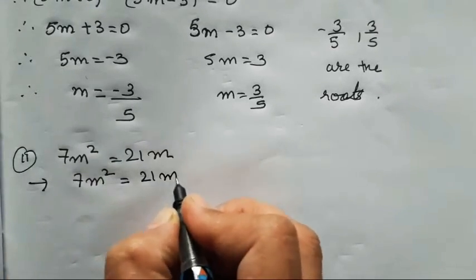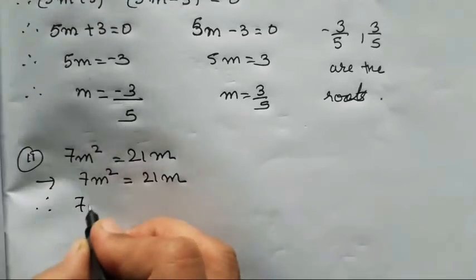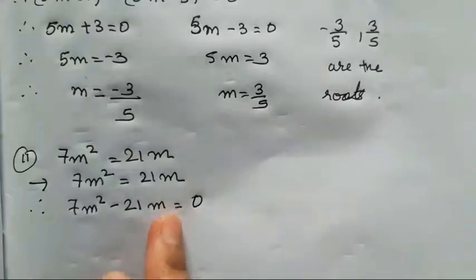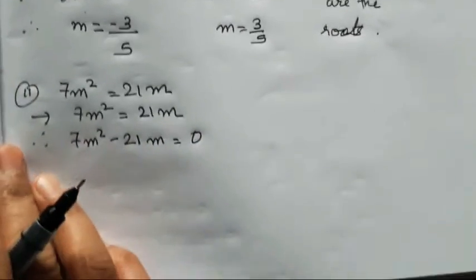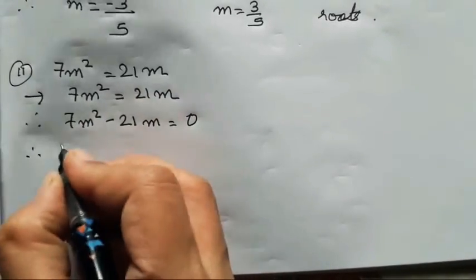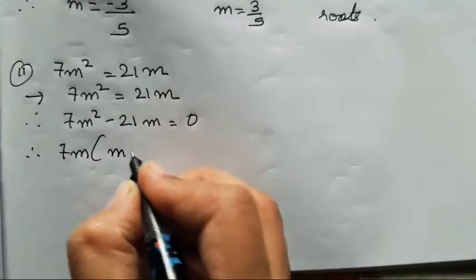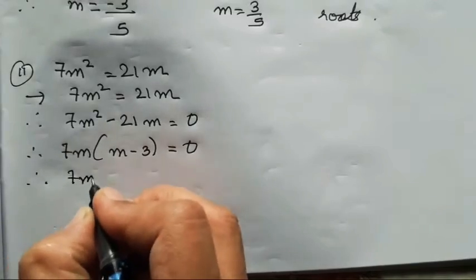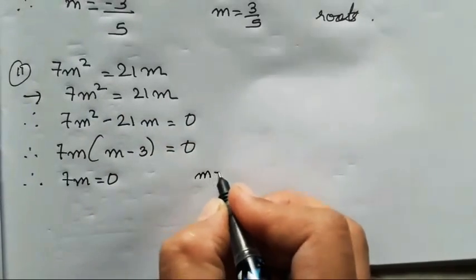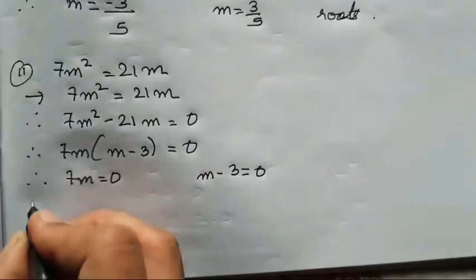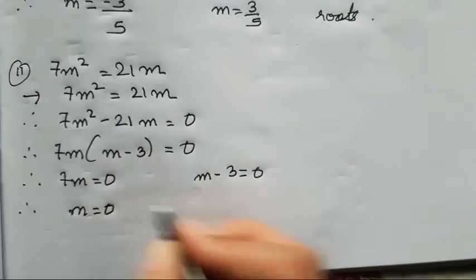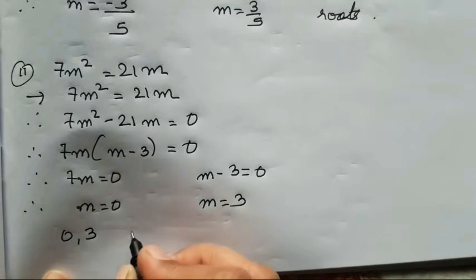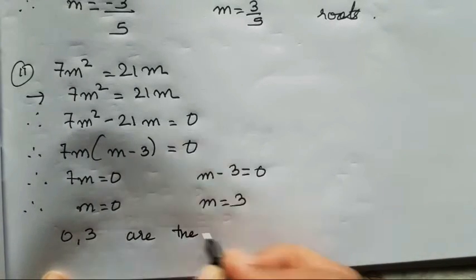These types of sums are very easy. 7m square, change the side, 21m. The third term is not given, see, only 2 terms are there. So when you have such terms, then only use this method. 7m is equal to 0. M minus 3 is equal to 0. This is a very easy sum, that is why I am not explaining. 0 and 3 are the roots.